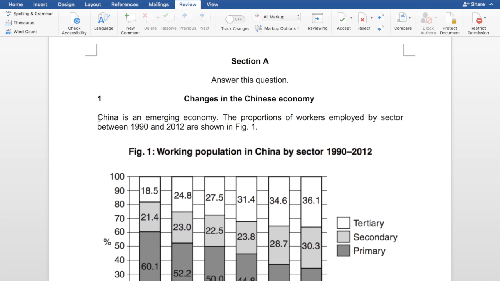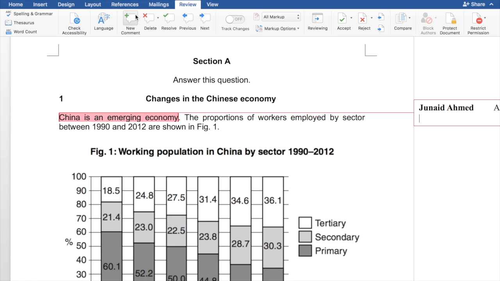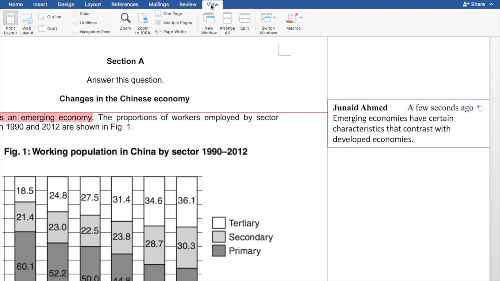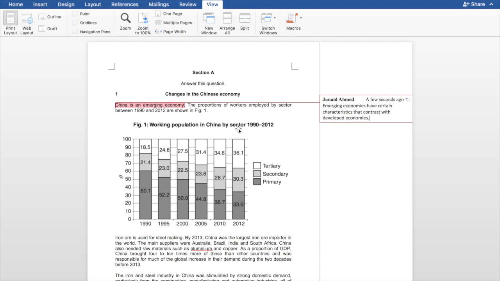Firstly, it states that China is an emerging economy. So if we've studied this before, we should know that emerging economies have certain characteristics that contrast with developed economies. And we should be clear on what those are in a second. Let me change this so we can see a little bit better.